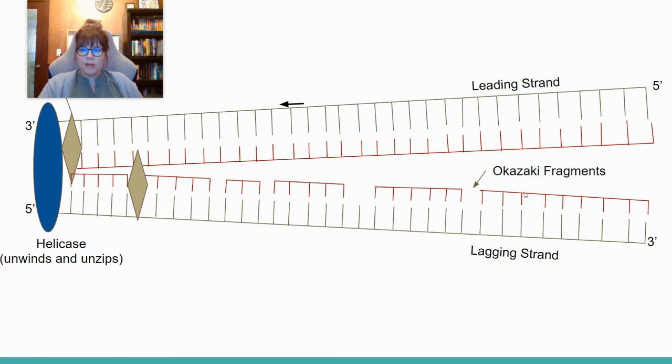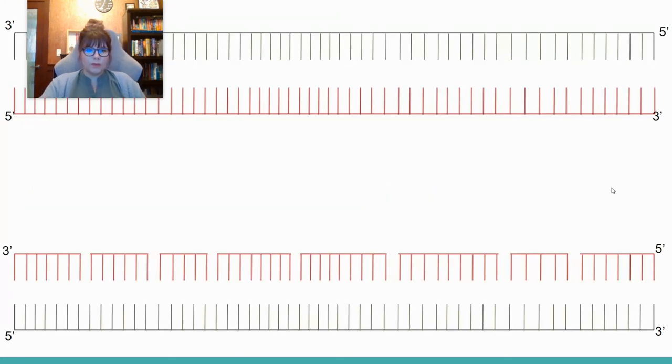And since it reads and then jumps backwards, reads and jumps backwards, it leaves these little holes. And that's why they're called Okazaki fragments, because they discovered those holes. So how do we fix these holes? Well, this is what your next picture looks like.